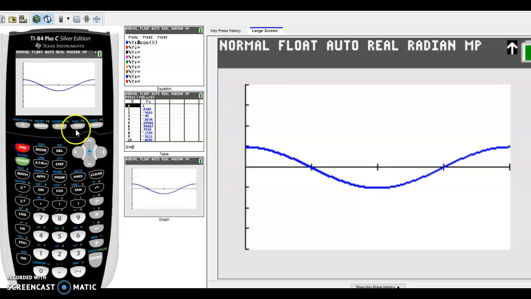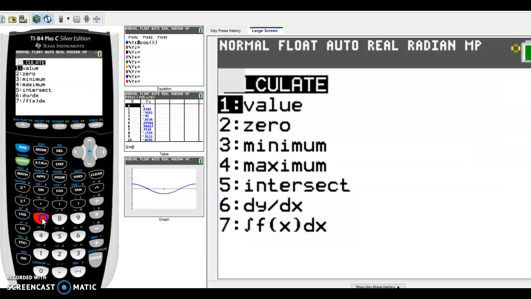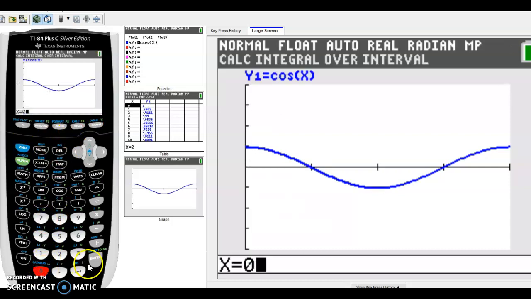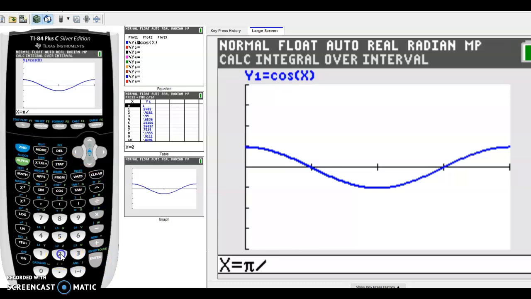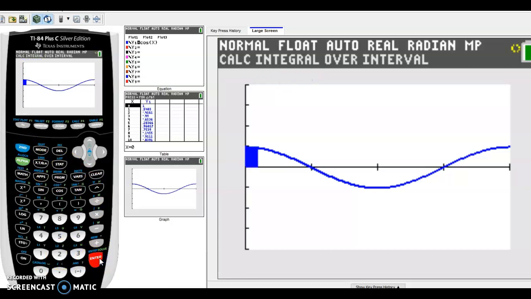Now, you can see if I just do my calculate menu and did the integral from a lower bound of 0 to an upper bound of pi divided by 2, notice it would just shade in that area right there, which we predicted before from our fundamental theorem. We said, well, that region was a region of 1, and it would be positive because it's above the x-axis.